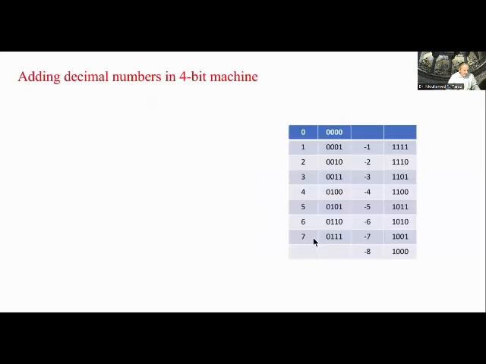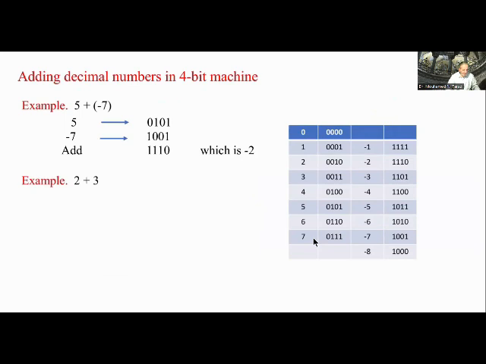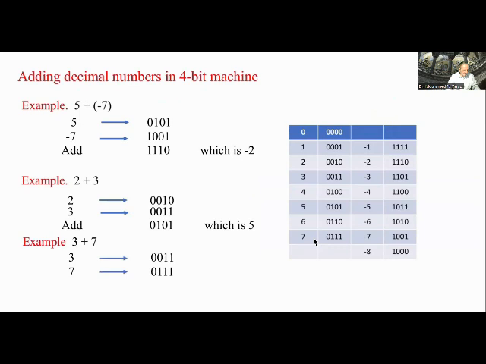Now, adding decimal numbers in a 4-bit machine. This is just an example, okay? If you want to add 5 plus -7, put the 5, put the -7, add them, and you get -2. If you want to add 2 plus 3, 2 is there, 3 is there, add them, you get 5. If you add 3 plus 7, 3, 7, you get this, which is -6, which is completely wrong.